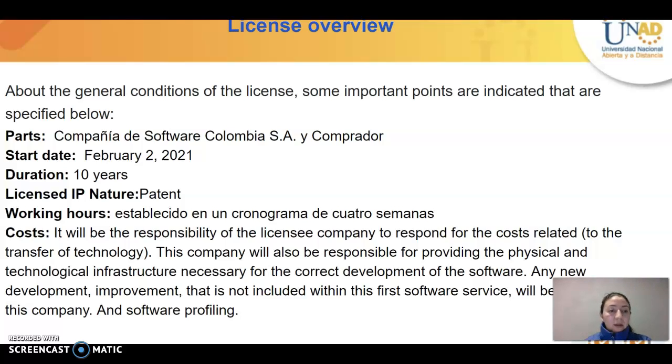Cost: it will be the responsibility of the licensing company to respond for the costs related to the transfer of technology. This company will also be responsible for providing the physical technology infrastructure necessary for the correct development of the software. Any new development or improvement not included in the free software service will be owned by this company and the software provider.